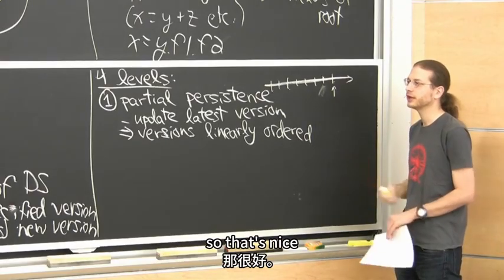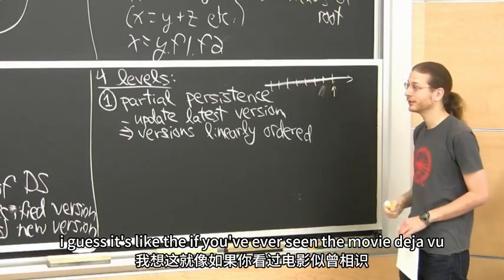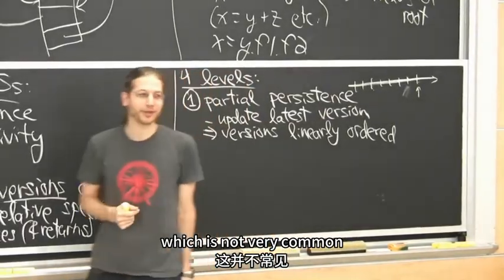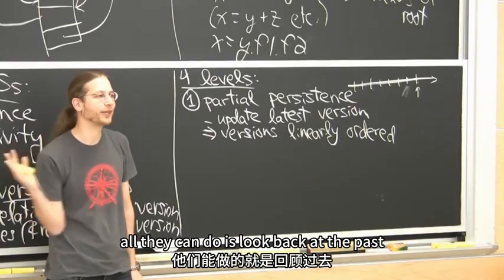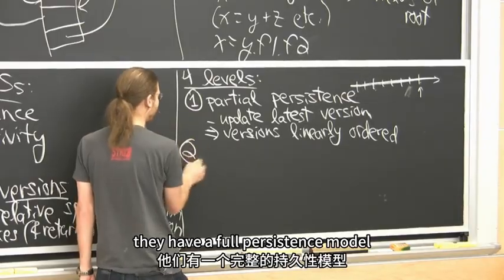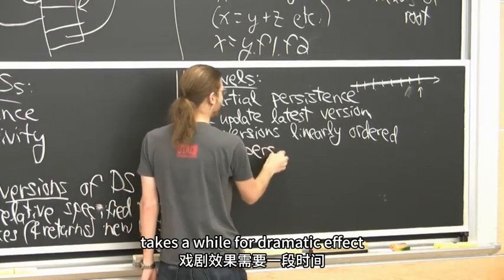So that's nice. It's kind of like Time Machine on Mac, I guess. It's like if you've ever seen the movie Deja Vu, which is not very common, but it's a good time travel movie. In the first half of the movie, all they can do is look back at the past. Later, they discover that actually they have a full persistence model. It takes a while for dramatic effect.